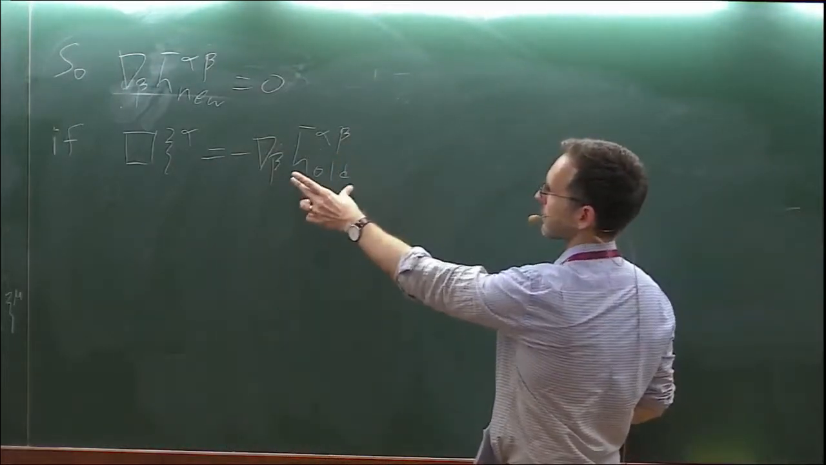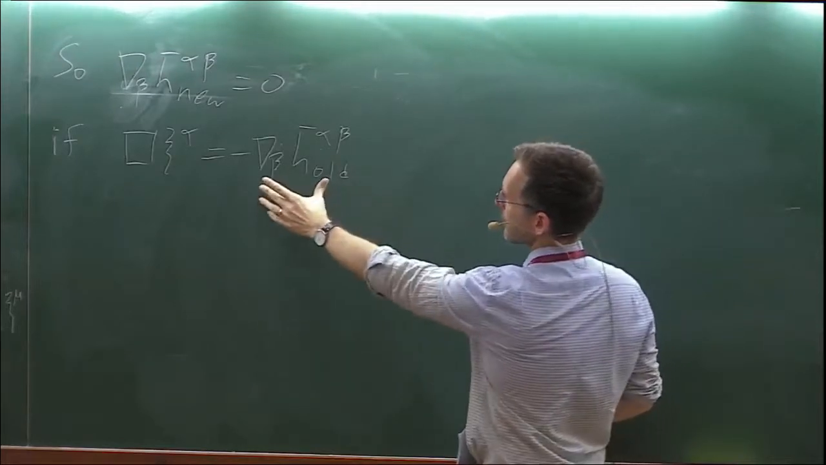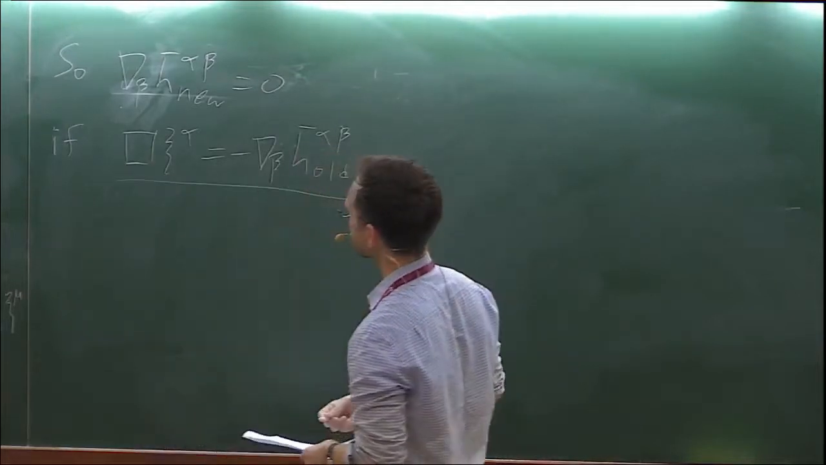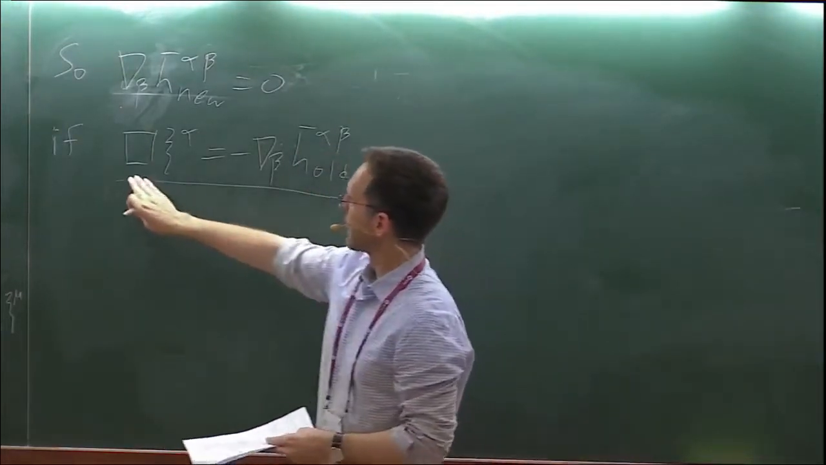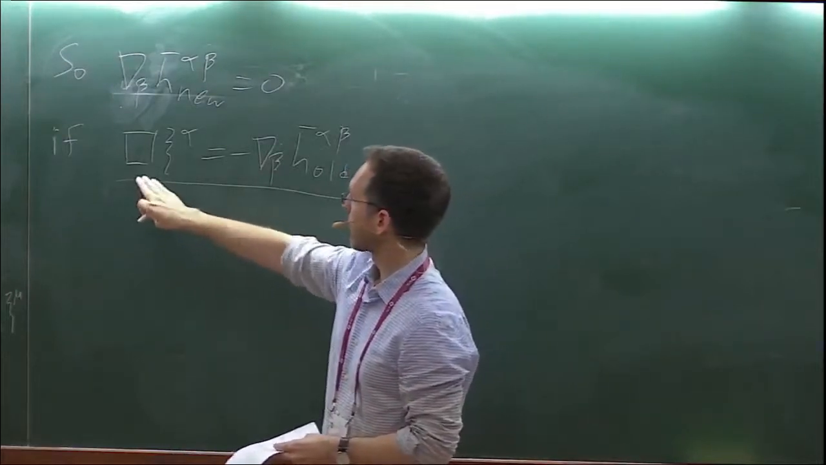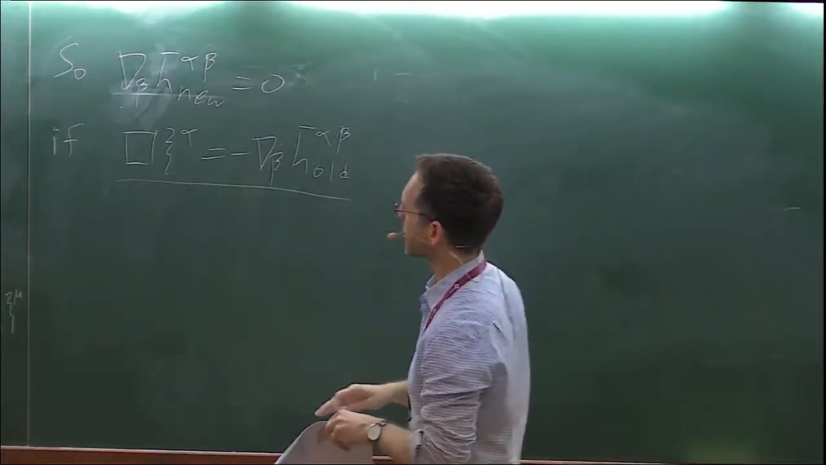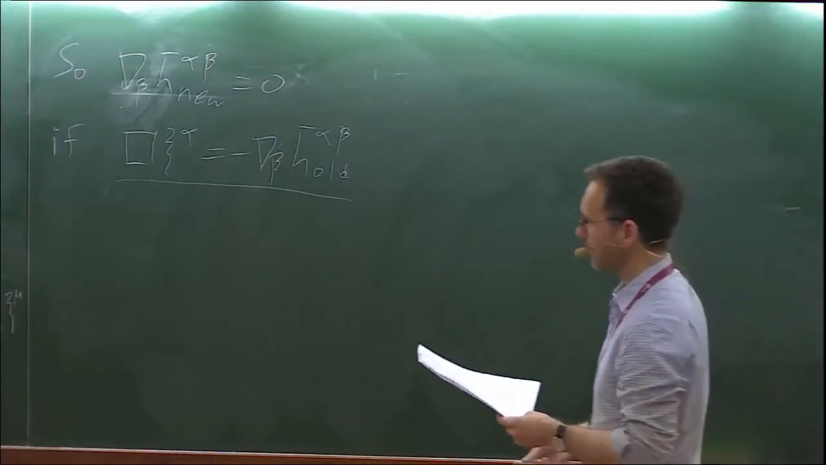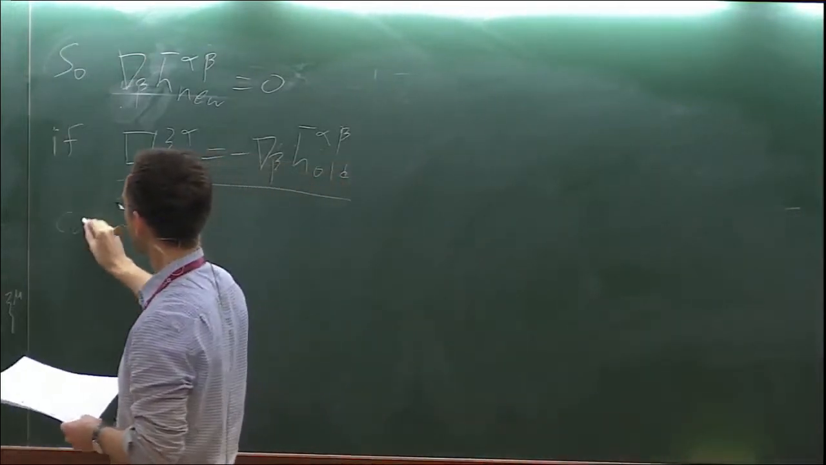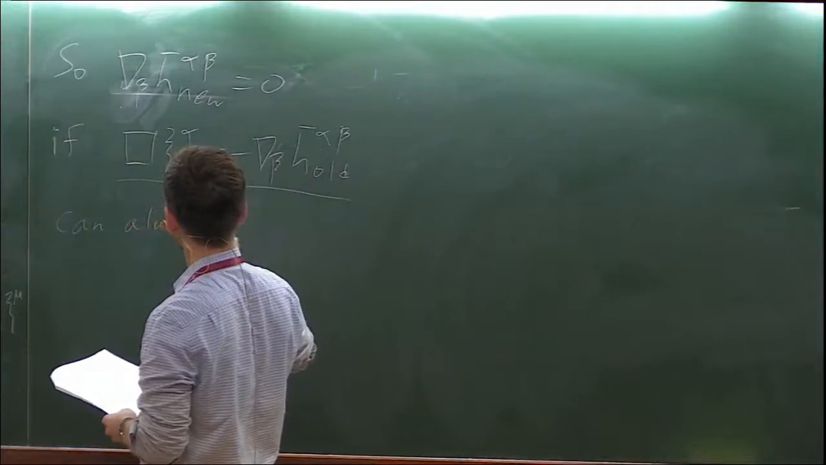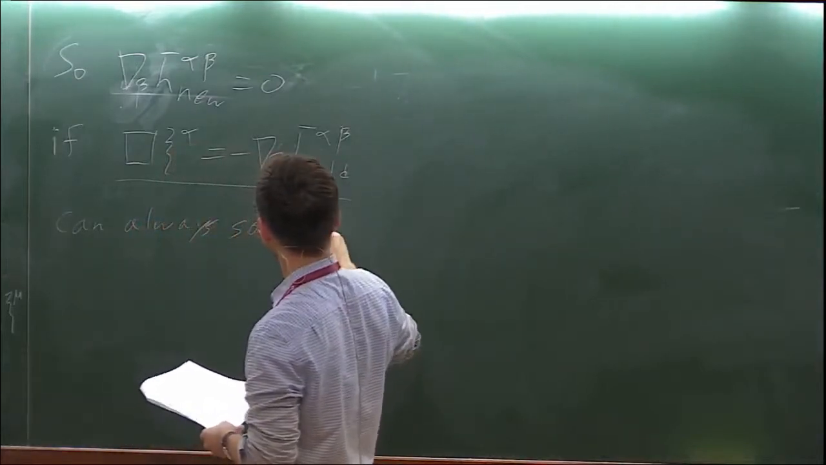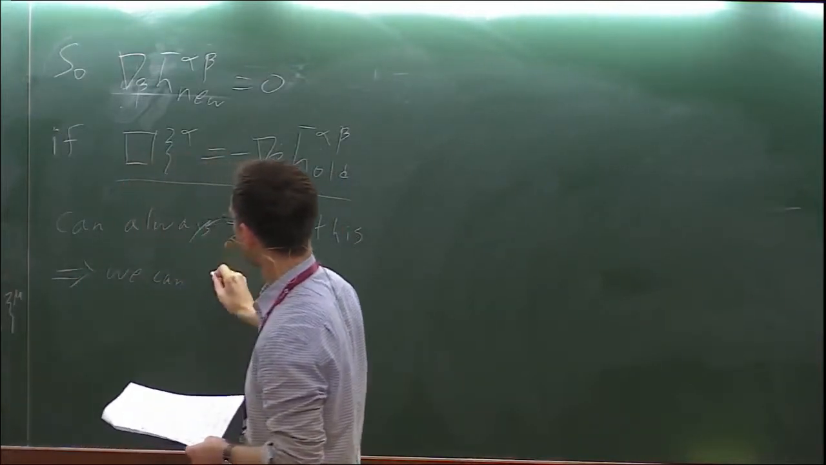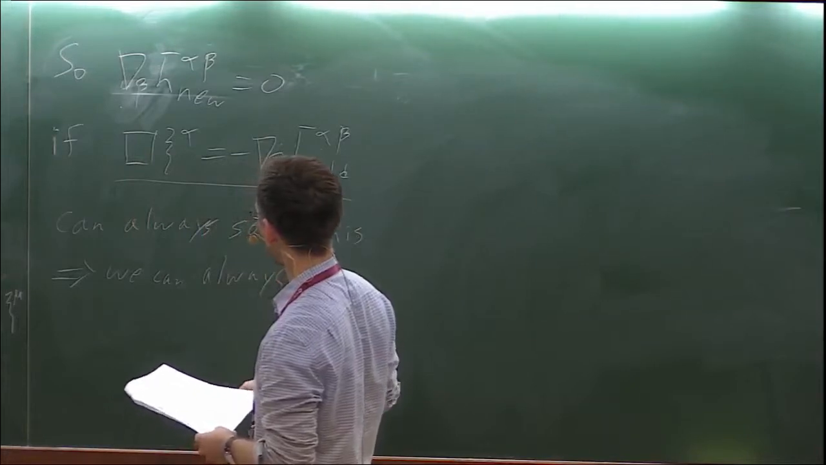So whatever gauge you started with, you just take the divergence of the trace-reversed metric perturbation, and then you just solve this equation. And this is a hyperbolic equation, so it always has a solution in at least a nice patch of space-time. So we can always solve this, which means we can always transform to the Lorenz gauge from whatever other gauge we happen to start in.